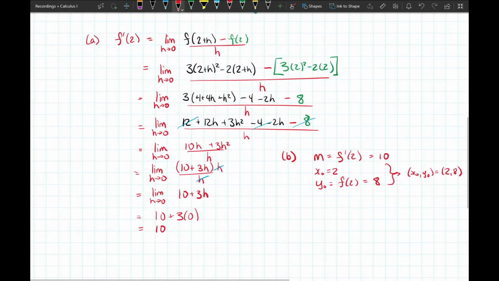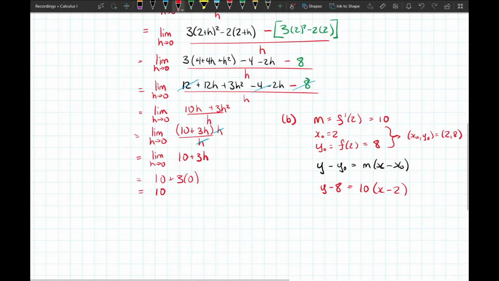And with those pieces of information, we can use the point slope form of the equation of a line. Y, which would be any y value on the line, minus y naught, which is the y coordinate of the point, is equal to m times x, which is the x coordinate of any point on the line, minus x naught, which is the point that we've just been given. Plug all this information in. Y minus 8 equals 10 times x minus 2.